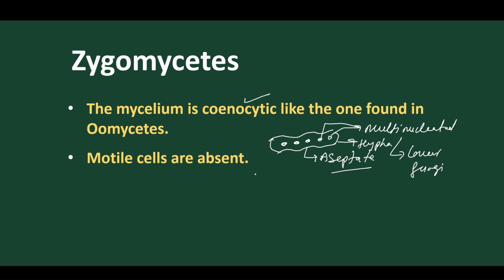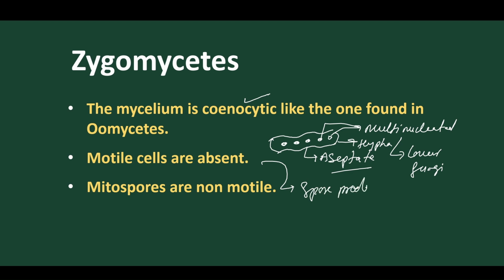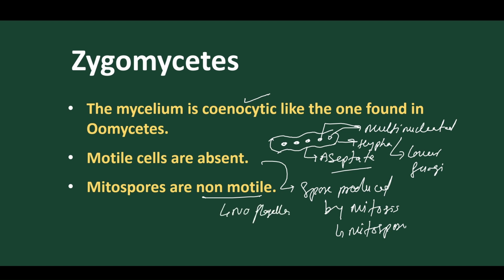Now the motile cells are absent. As we have discussed, these are terrestrial fungi, so motile spores like zoospores or planogametic spores are all absent. They don't have flagella in the life cycle. The mitospores, the spores produced by mitosis, are non-motile, meaning they don't have flagella.